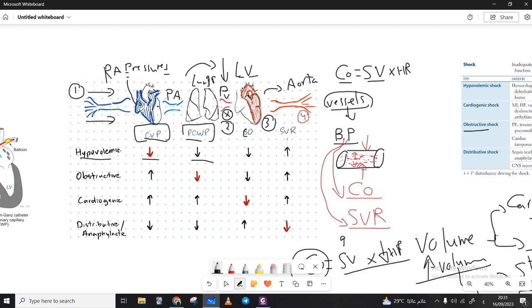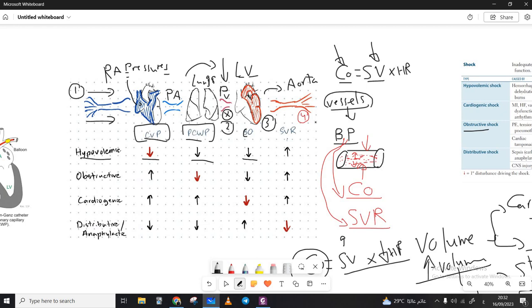Next thing is the left side of the heart. It receives less volume, and since it receives less volume, it will pump less. If you decrease the amount of blood inside the left side of the heart, it will push less volume. Makes sense. So this means less cardiac output, because cardiac output depends on stroke volume multiplied by heart rate. If you decrease stroke volume, this will decrease cardiac output. So last thing is systemic vascular resistance.